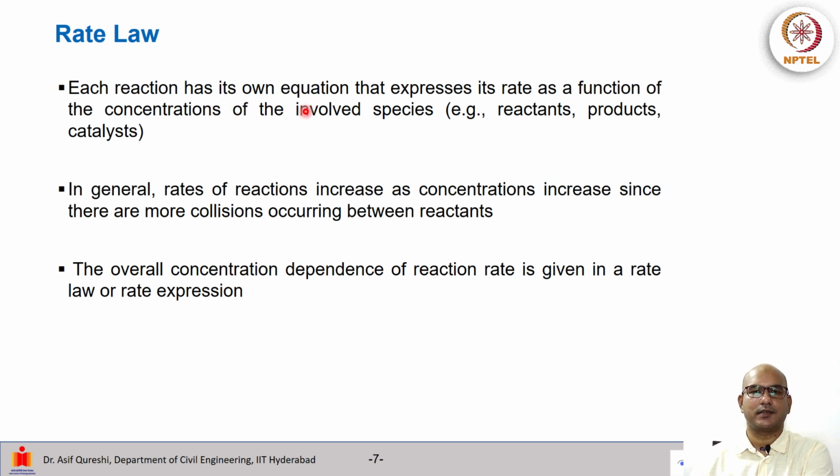So, each reaction has its own equation that expresses its rate as a function of the concentrations of the involved species, for example, reactants, products and catalysts. In general, rates of reactions will increase as the concentration increases, because we have more molecules of reactants, more molecules of products, and maybe they will collide and make more. There is a higher chance when they collide, that means there is a higher chance of reaction, which means there is a higher chance of product being formed. So, the overall concentration dependence of the reaction rate is basically given in a rate law and rate expression.